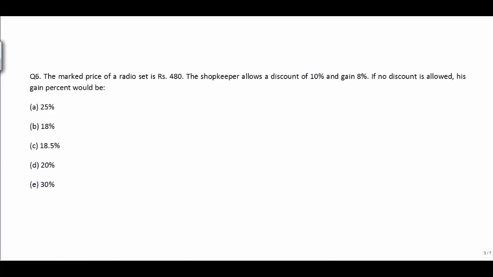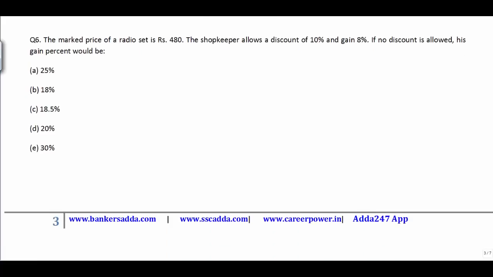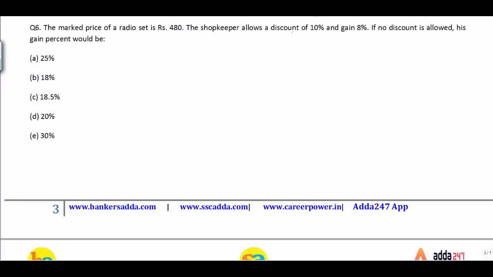Question number 6. The mark price of a radio set is rupees 480. The shopkeeper allows a discount of 10% and gains 8%. If no discount is allowed, his gain percent would be. Okay. So mark price is 480 rupees. Mark price is given by what? MP is equal to 480. Selling price is equal to MP into the fraction remained after the discount is applied. So selling price would be equal to what?